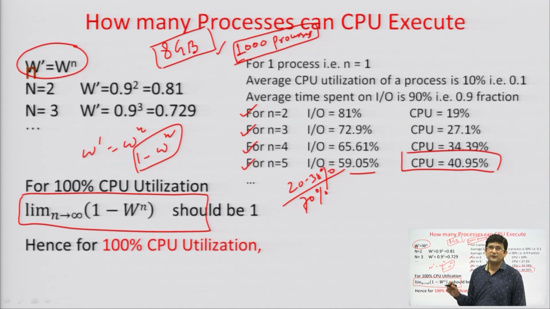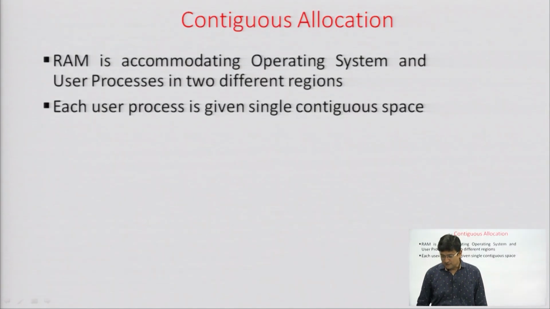Since W is a fraction, by increasing the power its value decreases. So it is 0, or is assumed to be 0, only at infinity. So you can accommodate an infinite number of processes in your system. That is what we discussed last time.